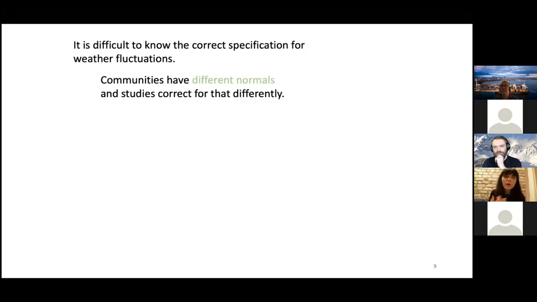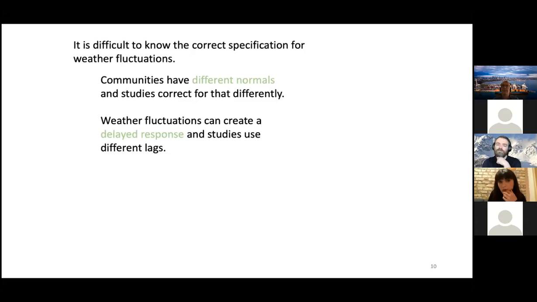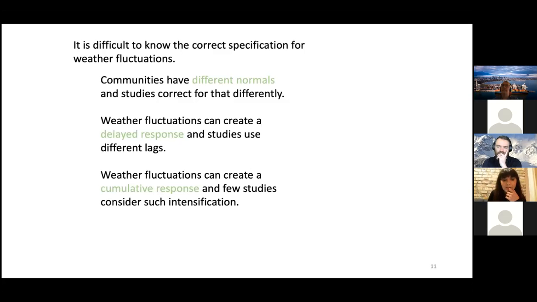Other studies argue that we need to look at the last decade, and we look at the changes from that. So that leads to different results. Also, we might expect weather fluctuations to have a delayed response, and we don't know what the appropriate lag time is. Again, studies are using different lags. Some studies go back 3 years, 4 years. Some studies focus on just the current year and the previous year, and that affects the results.